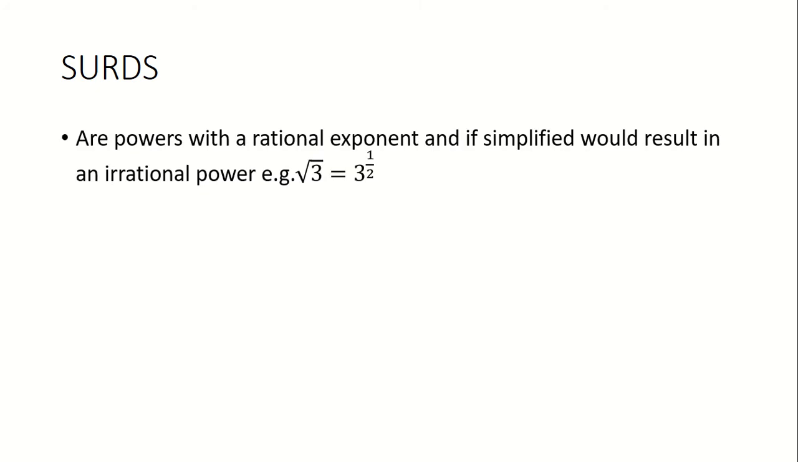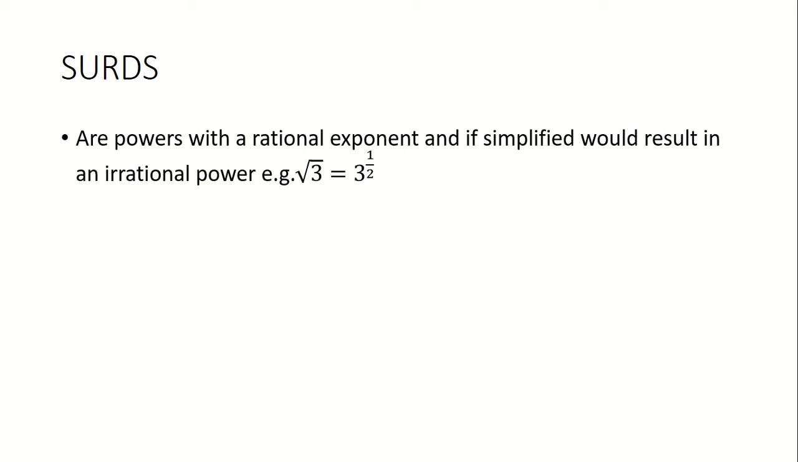Surds are simply powers with rational exponents, and if simplified will result in an irrational power. I just want to explain that power. I know most students are used to the fact that this exponent here is called a power, but actually a power is the whole thing, basically it's simply the base and the exponent. This whole thing is what we refer to as the power.